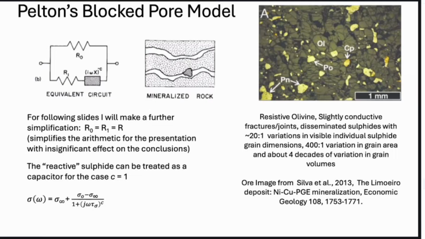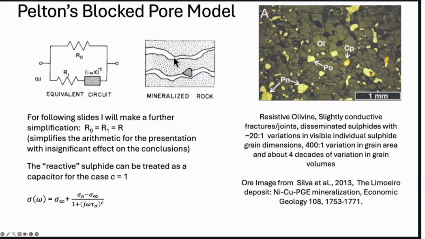pyrrhotite, pentlandite, and chalcopyrite. And there's something like a 21 variation in grain sizes, which in single dimensions has about a 400-to-1 variation in area and 4 decades of variation in grain volumes that you can see. So grain sizes vary a lot. We'll see how that changes time constant shortly.